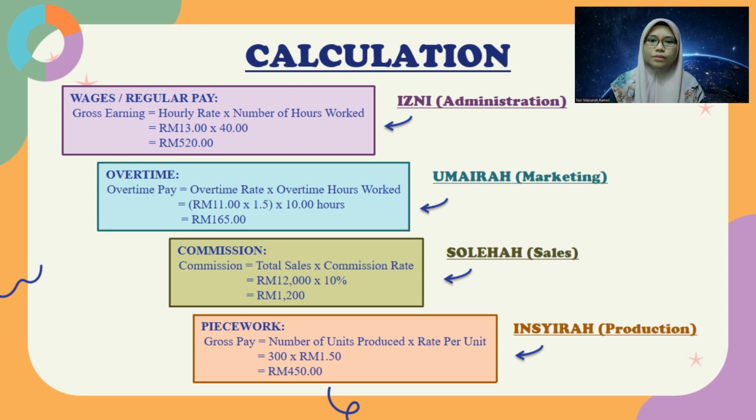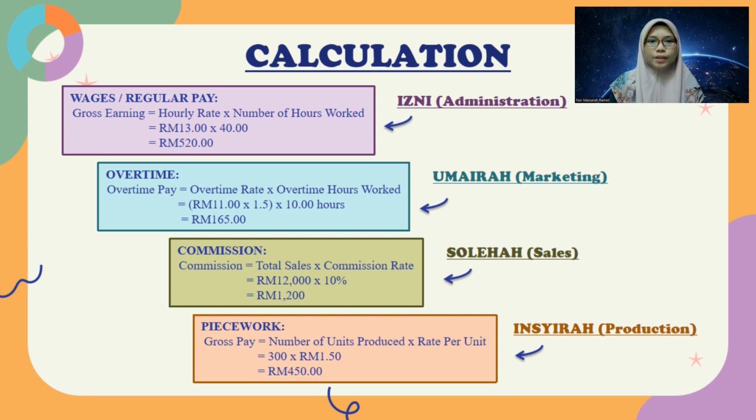Next, the calculation. For the wages or regular pay calculation, the example is from IZNI details, from the administration department. The formula is gross earning equals hourly rate multiplied with number of hours worked. So 13 ringgit multiplied with 40 hours equals 520 ringgit. For overtime, the example is from HUSSAIN details, from the marketing department. The formula is overtime pay equals overtime rate multiplied with overtime hours worked. So in a bracket, 11 ringgit multiplied with 1.5, then multiplied with 10 hours, equals 165 ringgit.